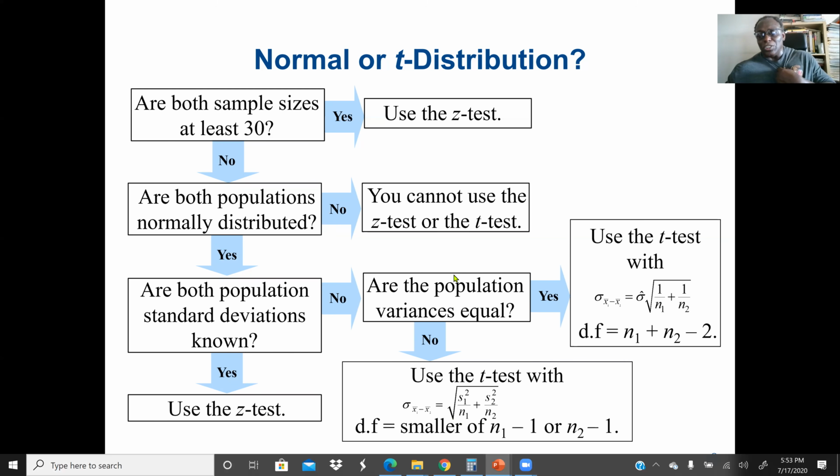So for the population variances, if they are equal, if it's yes, then we find the pooled estimate of the standard deviation multiplied by the square root of 1 over N1 plus 1 over N2. N1 and N2 are the sample sizes of samples 1 and 2. Then we know the degree of freedom. If it's no, the variances are not the same, this is the formula we use.